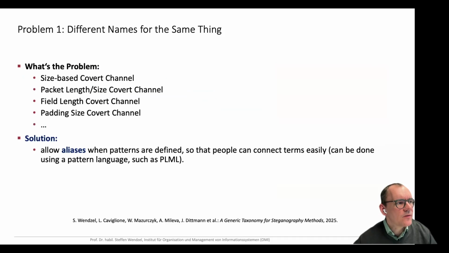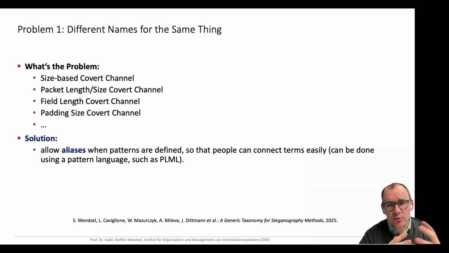However, the problem that we have is that we have many different terms in steganography. Let's just take an example of network steganography, where the modulation of packet sizes can be used as a covert channel. But if we search for that, we find many different terms. For instance, size-based covert channel, packet length covert channel, packet size covert channel, field length covert channel, or padding size covert channel, but they are essentially all the same thing.